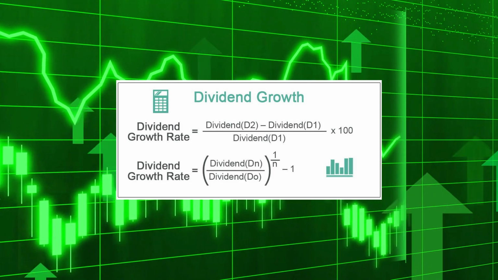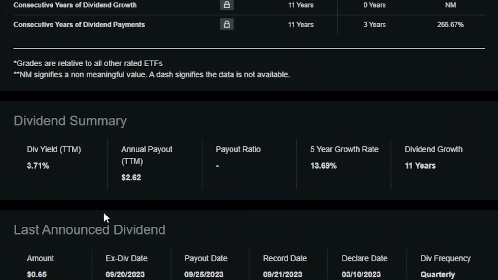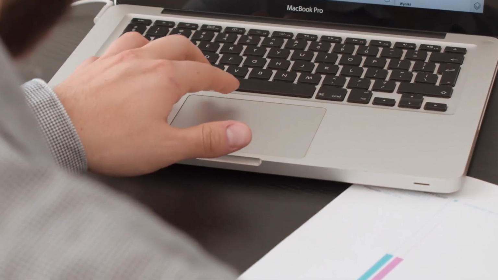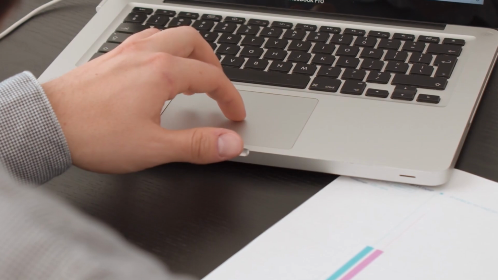So let me give you a quick example. If in fact SCHD, for example, paid out $1 in dividends last year, and now this year, let's say it paid out $2 in dividends, that would be a 100% growth rate. Or in simple terms, your dividend would be doubled year over year.